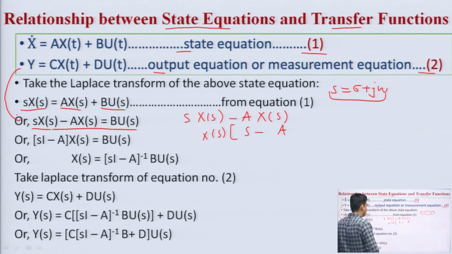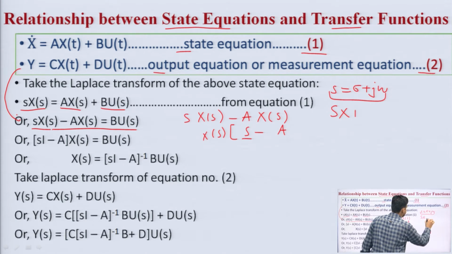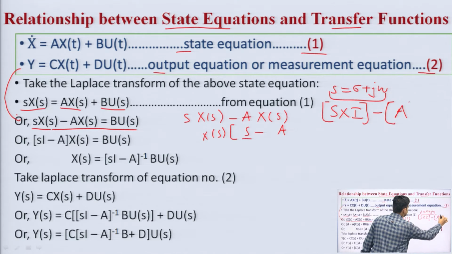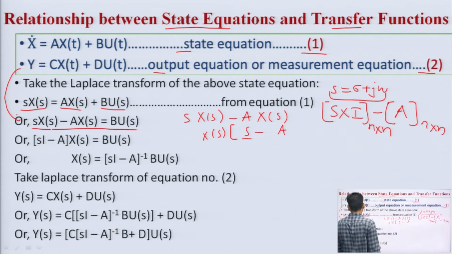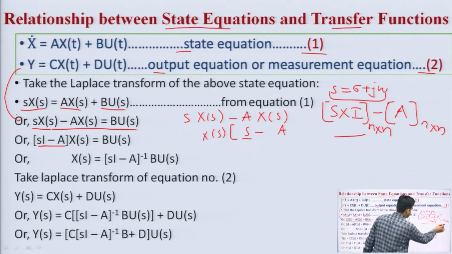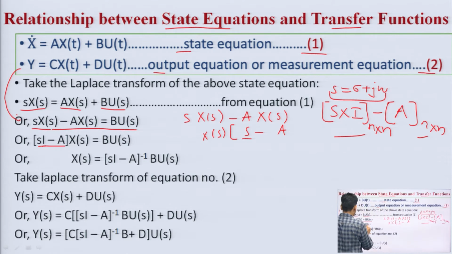So, what we need to do? We need to convert this s into a matrix. How? By multiplying it with an identity matrix. Then it can easily be subtracted from the A matrix. Okay. And the order of this identity matrix would be the same as the A matrix to make the proper subtraction. So, if I take common X(s), I will get s I minus A. Here we need to remember the order of matrices should be the same for the difference. It is equal to B U(s). Okay. Then X(s) can be written as (s I minus A) inverse B U(s).